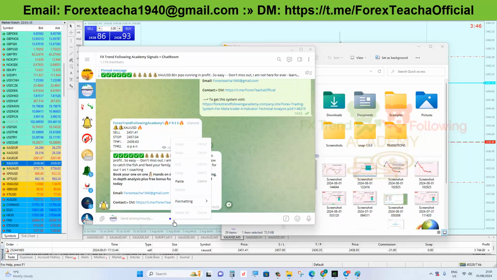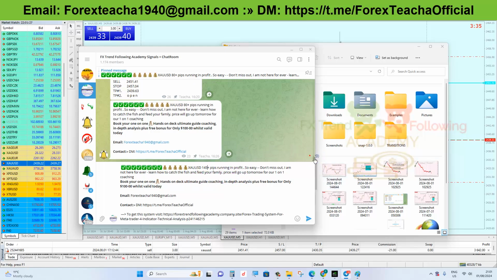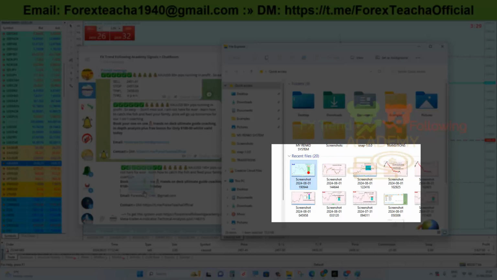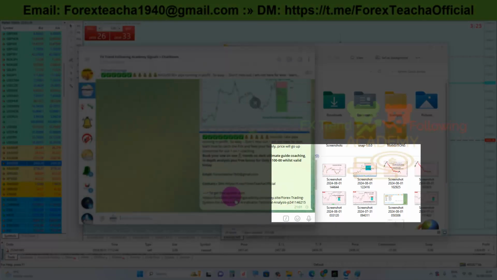So I'm going to simply put like this. I'll just edit right here. I think it was 145 pips running in profit. So this one even reached 160 pips, but since the screenshot will be showing 145, I decided let me just put 145 because I don't have a shortage of pips. All right, so let's just update this one as well.